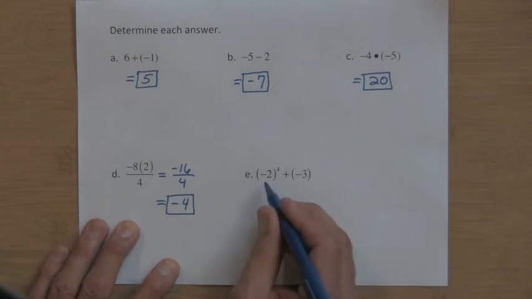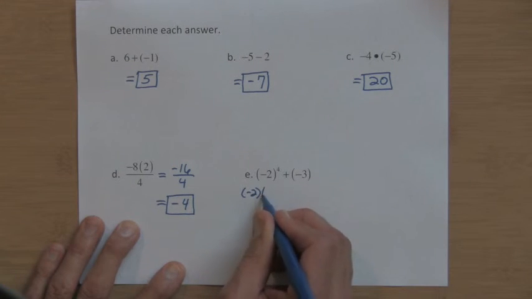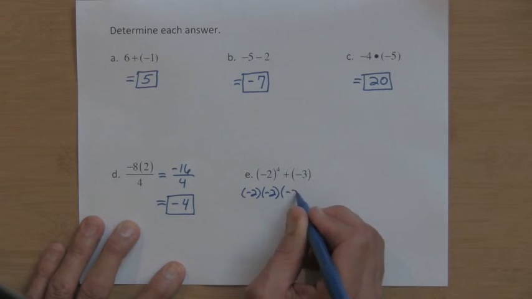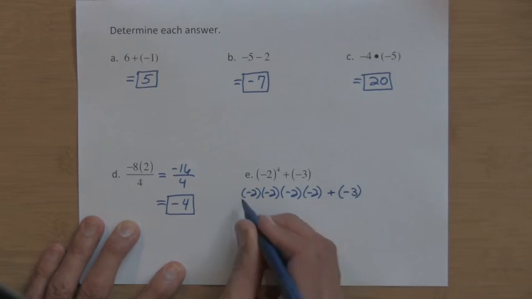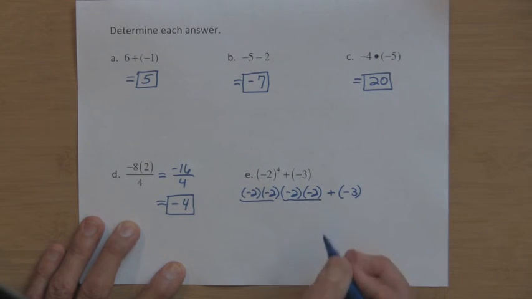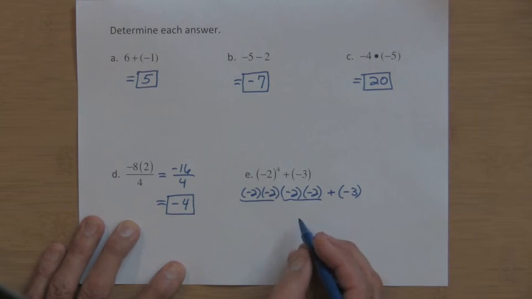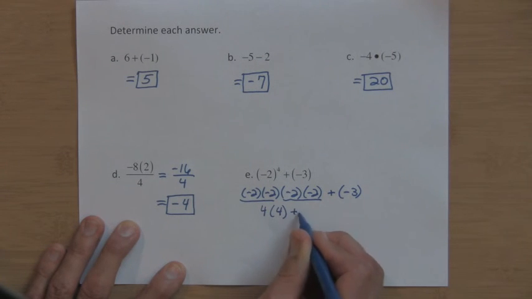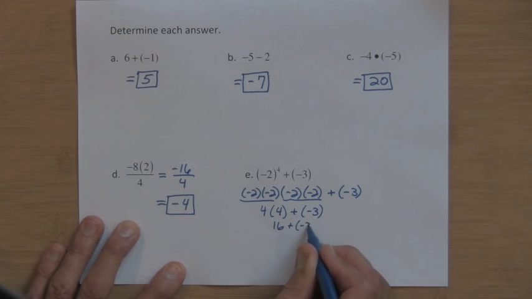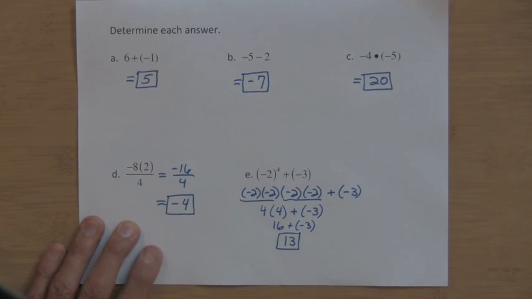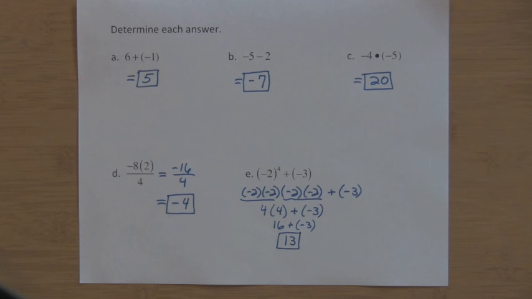And last one, negative 2 to the 4th power. Remember that 4 means you have 4 negative 2's multiplied, and then you're adding to that a negative 3. And every 2 of these negative 2's multiplied together give you positive 4. So negative 2 times negative 2 is 4, times another 4, plus a negative 3. And that ends up being 16 plus a negative 3, which is 13. So 13 is the simplest way to write that original problem. And that's the end of skill number 4.